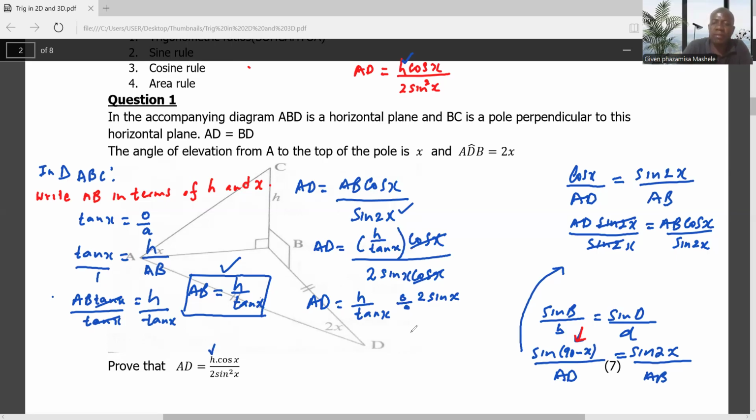Then, without wasting time, I want to change this over 1. Let's now change division into multiplication. Let's just say AD equals H over tan X. I want to change division to multiplication. This will be 1 multiplied by 1 over 2 sine X. I believe you guys are following, right? We can erase this part here.